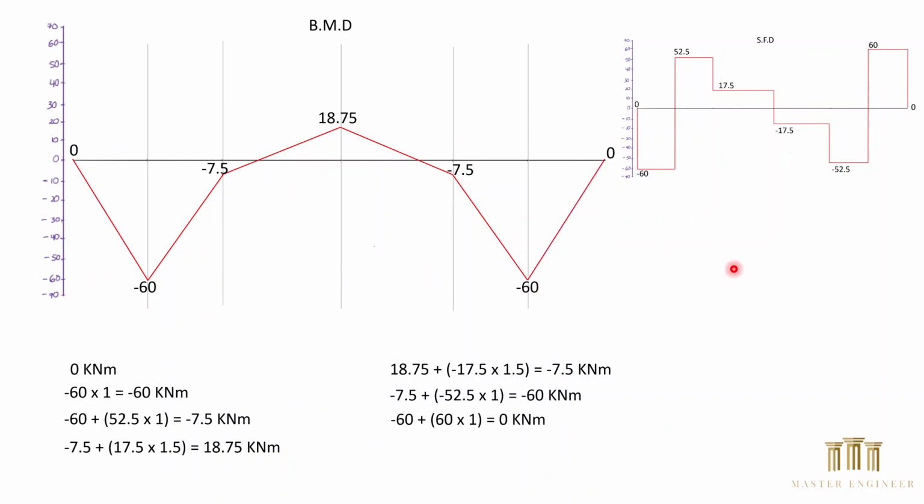Then finally, from this point, which is minus 60, we have positive 60 multiplied by the distance 1 meter equals 0. So from negative 60 all the way to 0. So we started from 0 and we end at 0.